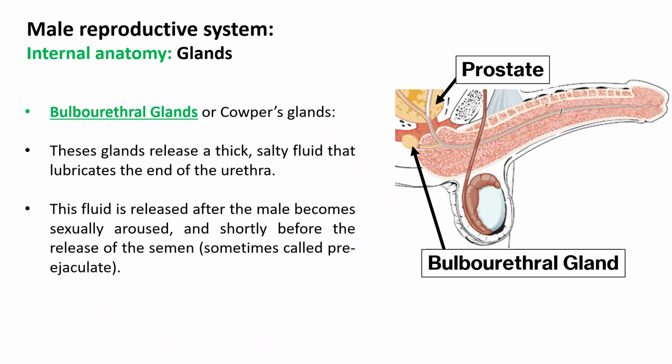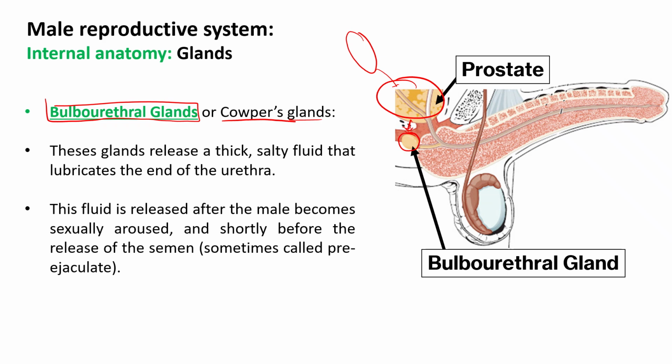The last gland is the bulbourethral gland, also known as Cowper's glands. So there are two Cowper's glands, two seminal vesicles, and just one prostate gland. Notice that the Cowper's glands are right below the prostate. In order from superior to inferior, the seminal vesicles are the most superior. Then the prostate gland is below, and below the prostate gland we have the two little Cowper's glands, or bulbourethral glands.